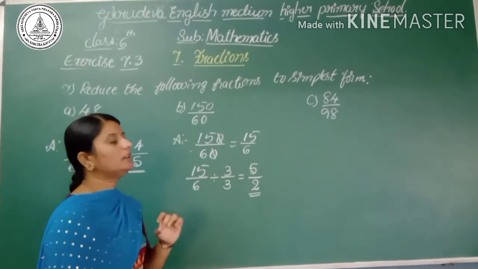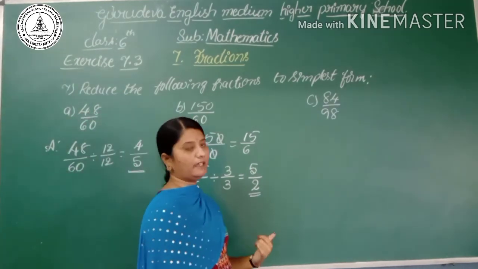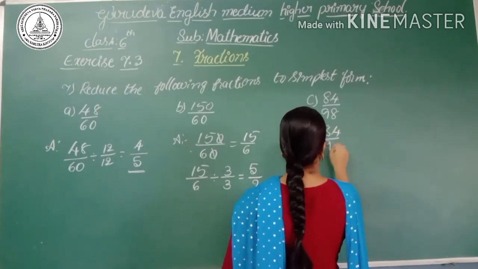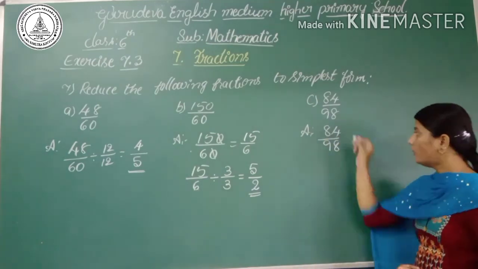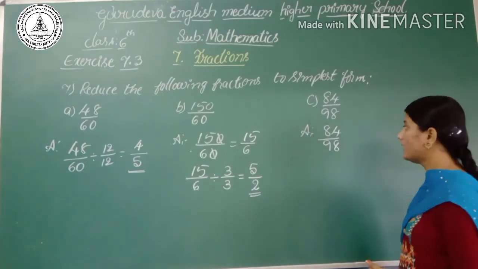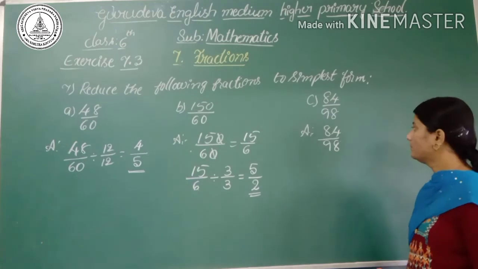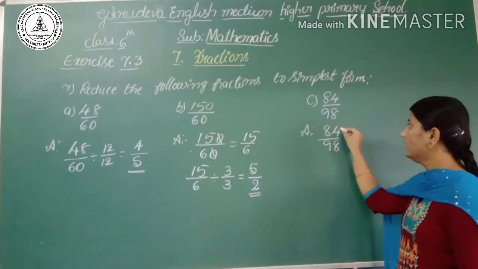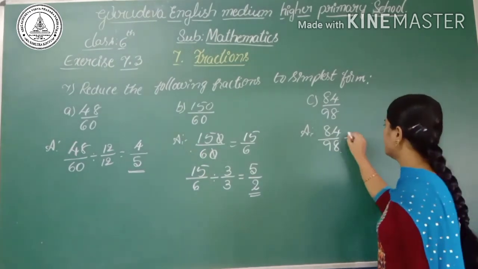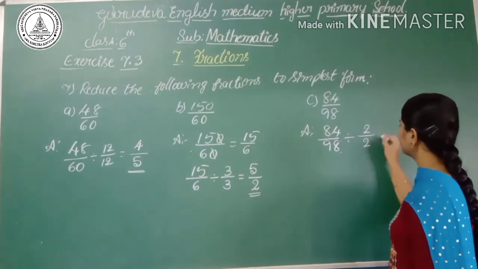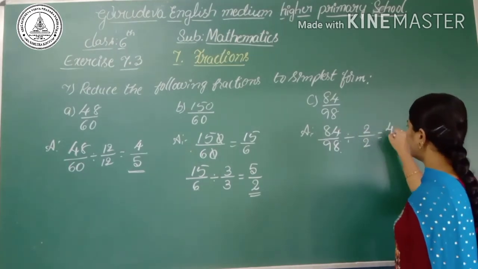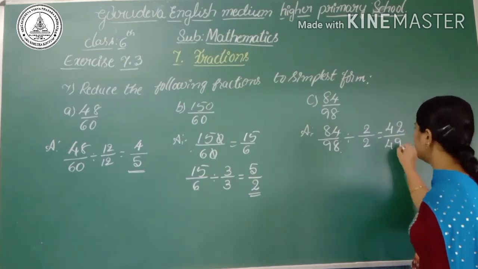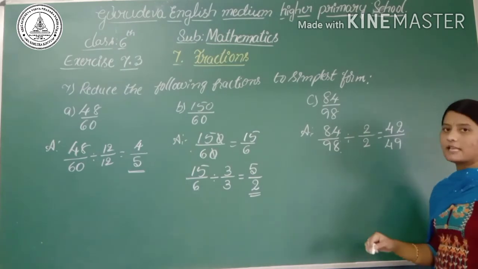Then similarly do the third one, 84 by 98. Write down 84 by 98. In which table will both the numbers come, 84 and 98? If you don't know that, first you can divide the given fraction by 2. Divide by 2 here: 2 4s are 8, 2 2s are 4, so 84 becomes 42, and 2 9s are 18, so 98 becomes 49.